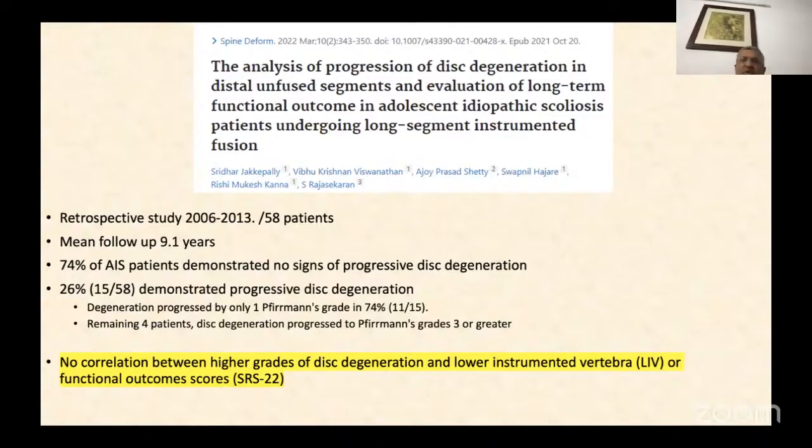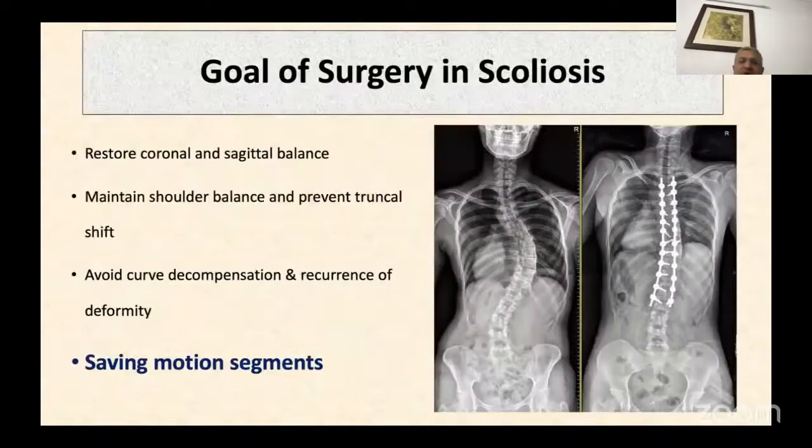However, we should remember that the majority of these children who we operate are between the age group of 10 to 14 years, and they may not have significant problems at 10-year follow-up. But when you see them at around 20 to 30 years, that's where the problem of disc degeneration, the back pain, everything tends to set in. Therefore, it's important for us to understand that one of the most important goals in scoliosis is also to save the motion segment whenever it's possible.